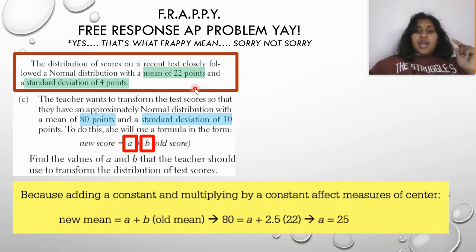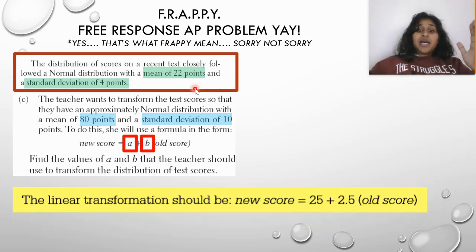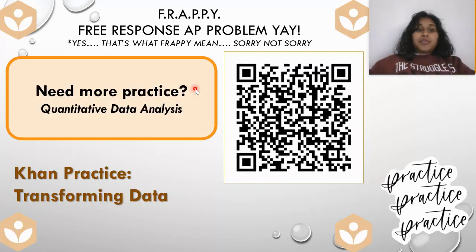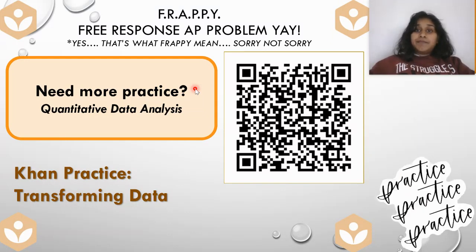So we've got 80, which is the new mean that she wants to get to, 22, which is the old mean, and 2.5, which we just solved. Do a little bit of order of operations solving, and you get a is equal to 25. Ta-da, you have a new linear transformation. That's it. That's all you've got to do for linear transformations. So that's a little bit of practice on transforming data.